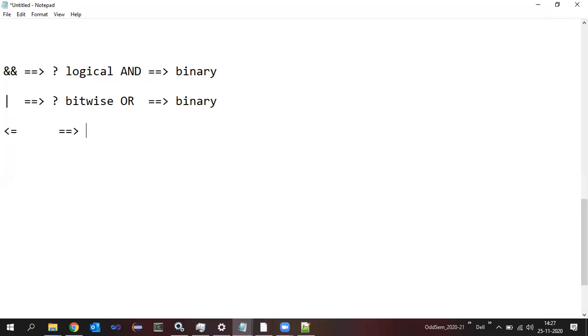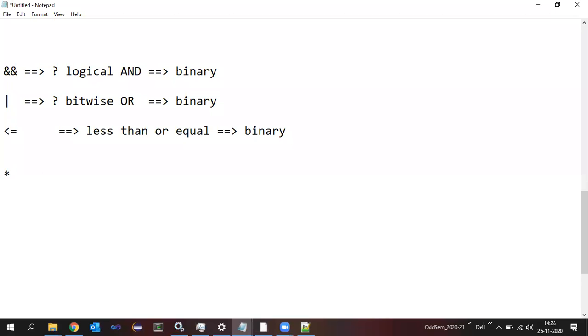It is a relational operator. What type of relational? Less than or equal to. Now what type is it? Is it binary, unary, ternary? Binary. Now tell me this one.